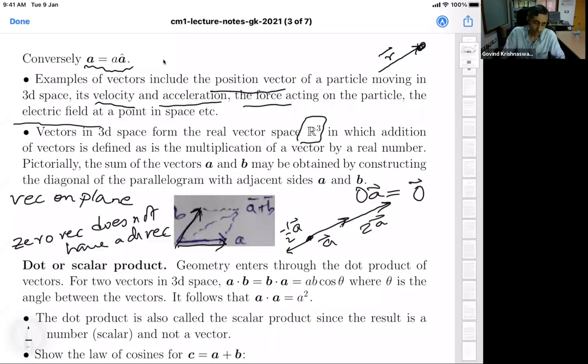Well, anyway, so vectors on a plane form a two-dimensional vector space, which is denoted R2. Vectors in three-dimensional space form a three-dimensional vector space denoted R3.